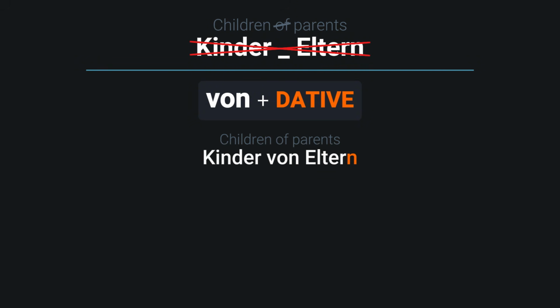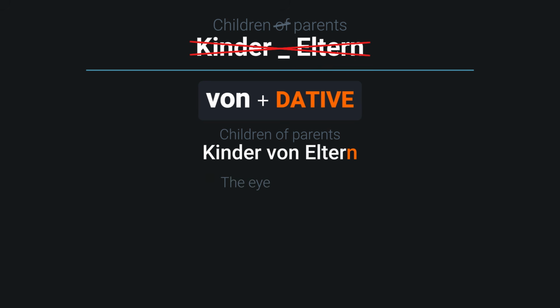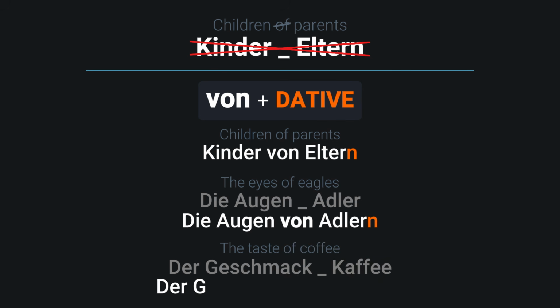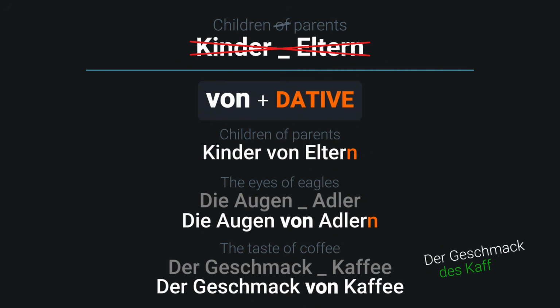So to circumnavigate that problem, we use von plus dative again, but this time it's not only for the spoken language. Kinder von Eltern. Or take the eyes of eagles, instead of die Augen Adler, we say die Augen von Adlern. This also happens to uncountable nouns if you want to generalize them. The taste of coffee is der Geschmack von Kaffee, here in the singular. You can say der Geschmack des Kaffees, but that would refer to a specific coffee, an ordered one for example, exactly like in English. The taste of the coffee.